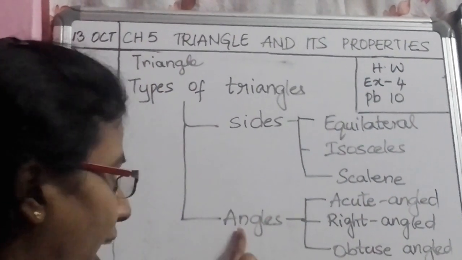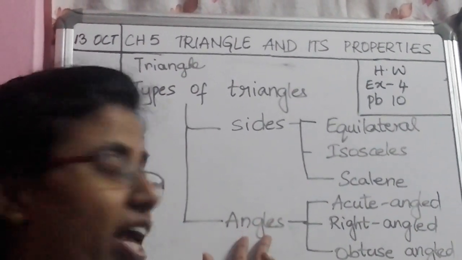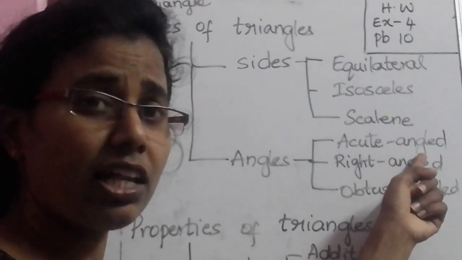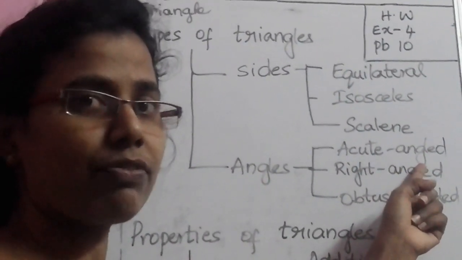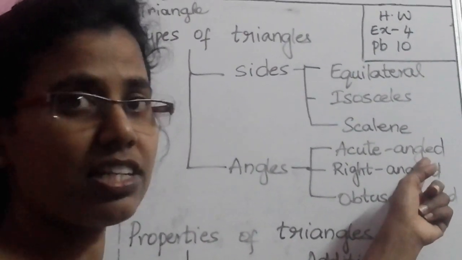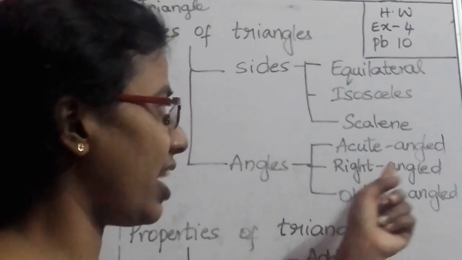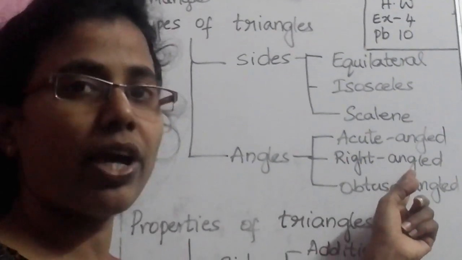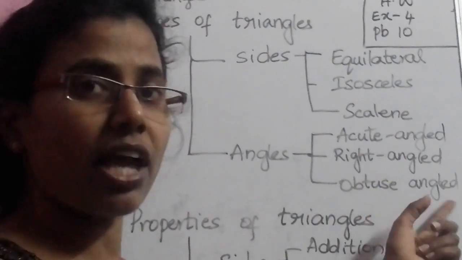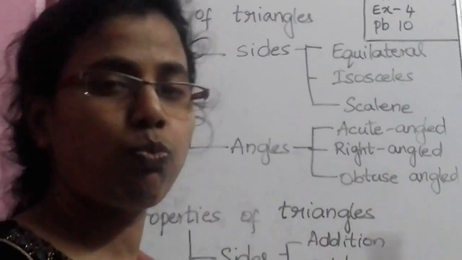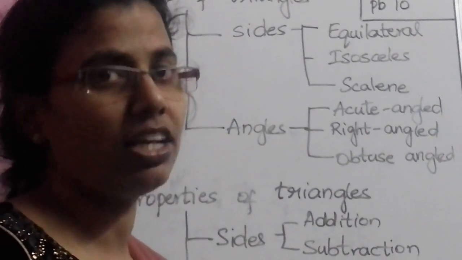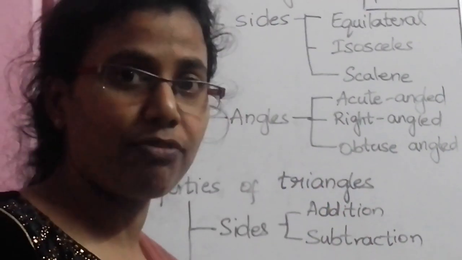Now, based on the angles, the triangles are divided into 3 types. Acute angled triangle where all the angles of the triangle are acute. Acute means less than 90 degrees. The next one is right angled triangle where one angle is 90 degrees. Then obtuse angled triangle, in this one angle is obtuse. Obtuse means more than 90. So types of triangles we have learnt.